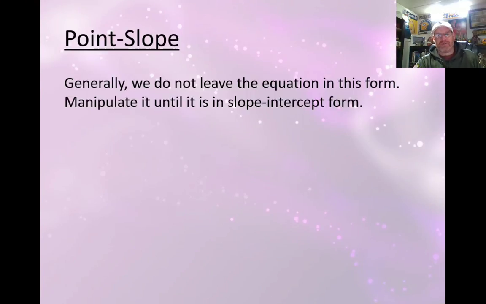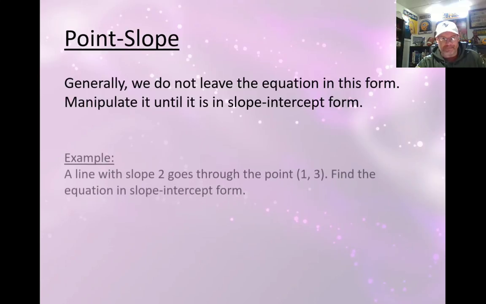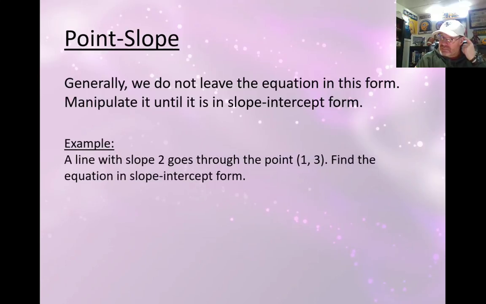So let's try an example of this point slope stuff. They give us the fact that a line has a slope of 2 and it goes through the point 1, 3. And we need to express the equation in slope-intercept form. So first we're going to put it in point slope form, and then we're going to simplify it.